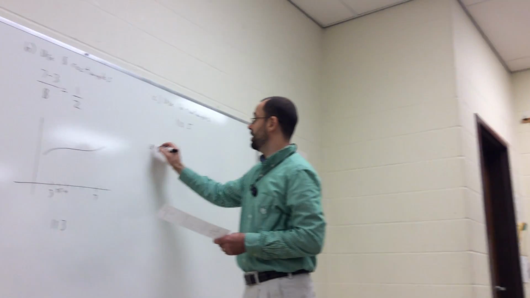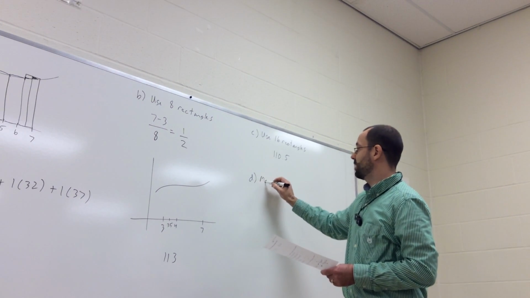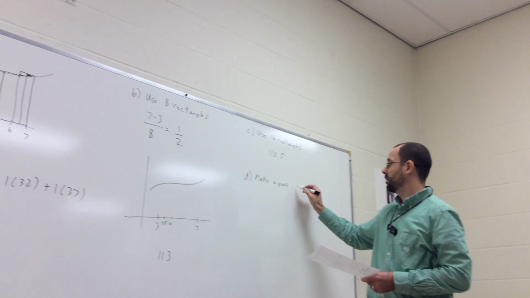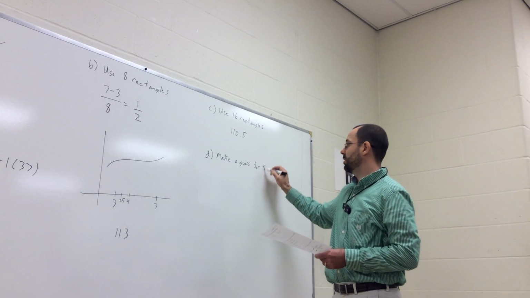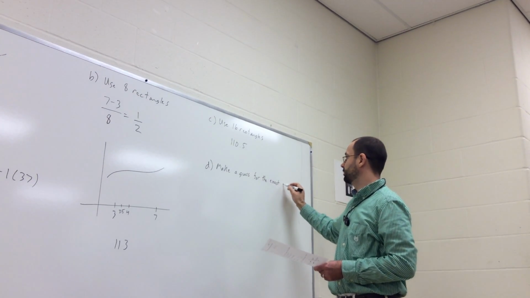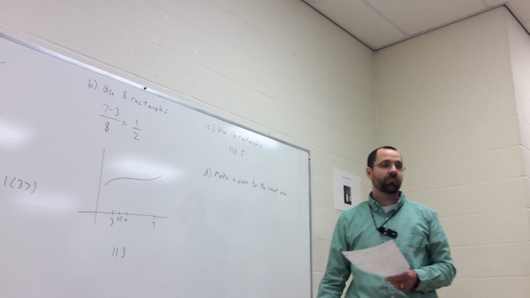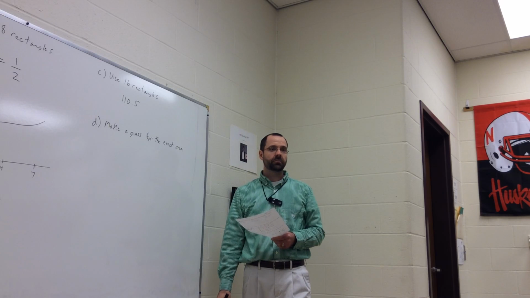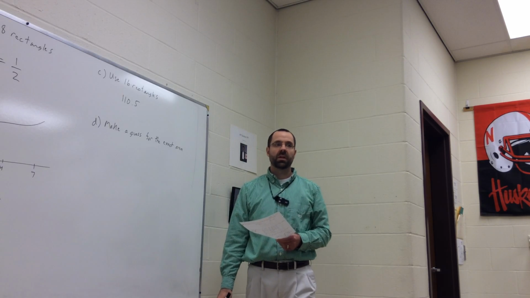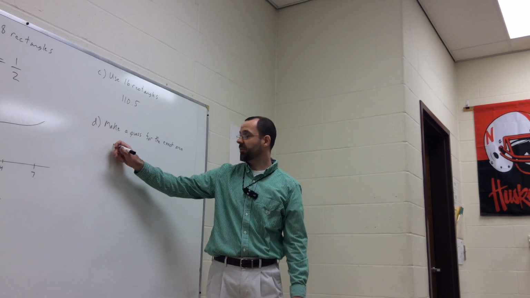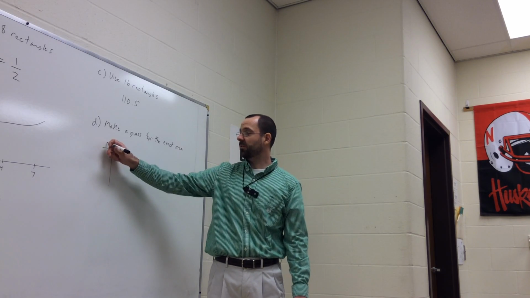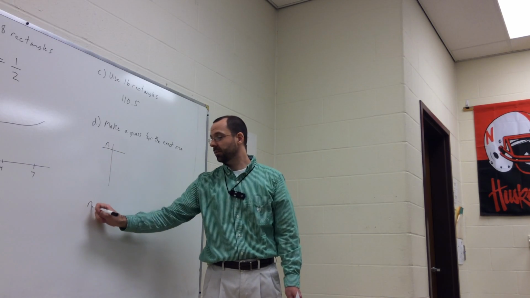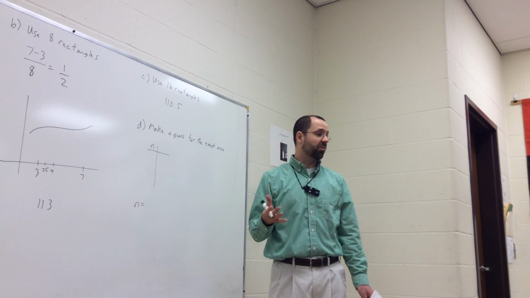Okay, so now for part D, we're going to make a guess for the exact area. So I'm going to make a table. And in the first column, I'm going to have n. And n represents the number of rectangles.